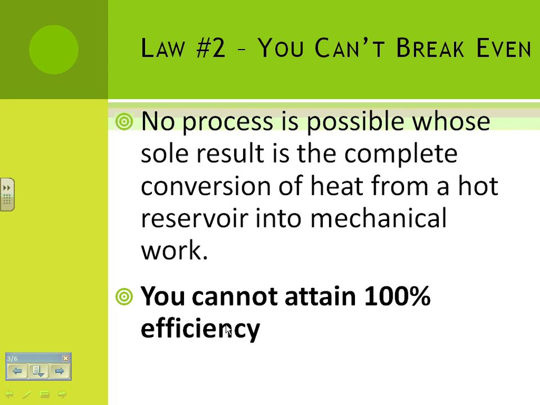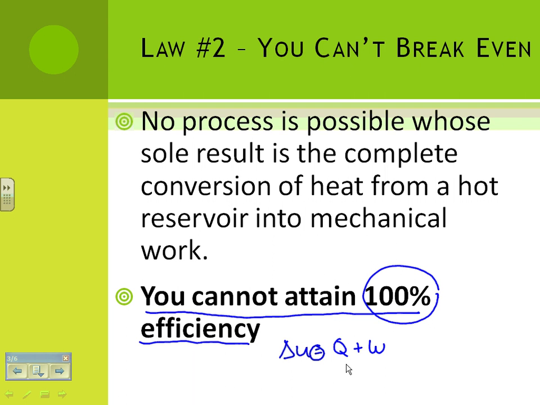So what it says is, no process is possible whose sole result is the complete conversion of heat from a hot reservoir into mechanical work. The bottom line is you cannot attain 100% efficiency. So in the last slide, we saw that delta U is equal to the amount of heat you put in plus the amount of work that comes out of it. Now, what the second law says is that not only can you not get more, but this equality is actually not even equality. You can't get as much out as what you even put in. Let's say you do some work on the system and you add some heat into the system. If you're expecting to get anything out, don't expect to get everything that you put into it out of it. There's no way that you can get 100% efficiency.